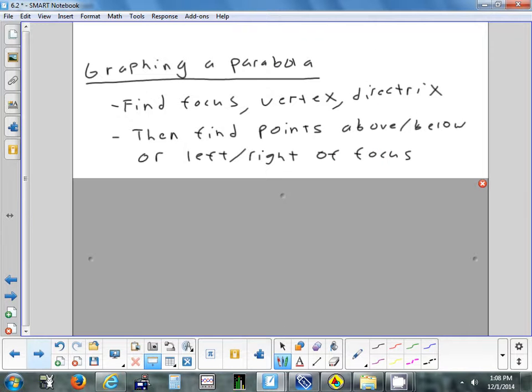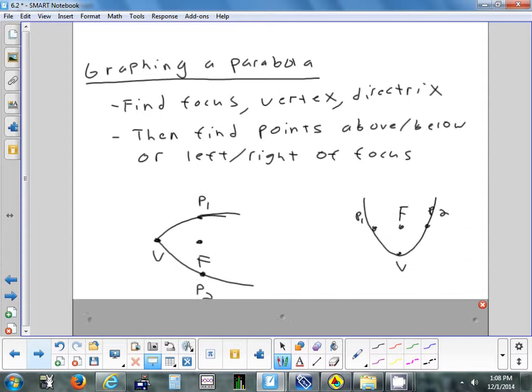Okay, when you graph a parabola, generally you don't need as many points as when you're trying to graph a sine or cosine wave. Okay, you want to try to find your focus, your vertex, and your directrix. Those are generally 3 things to try to find. And then depending on if the parabola opens up and down, or if it opens left and right, we try to find a couple other points.